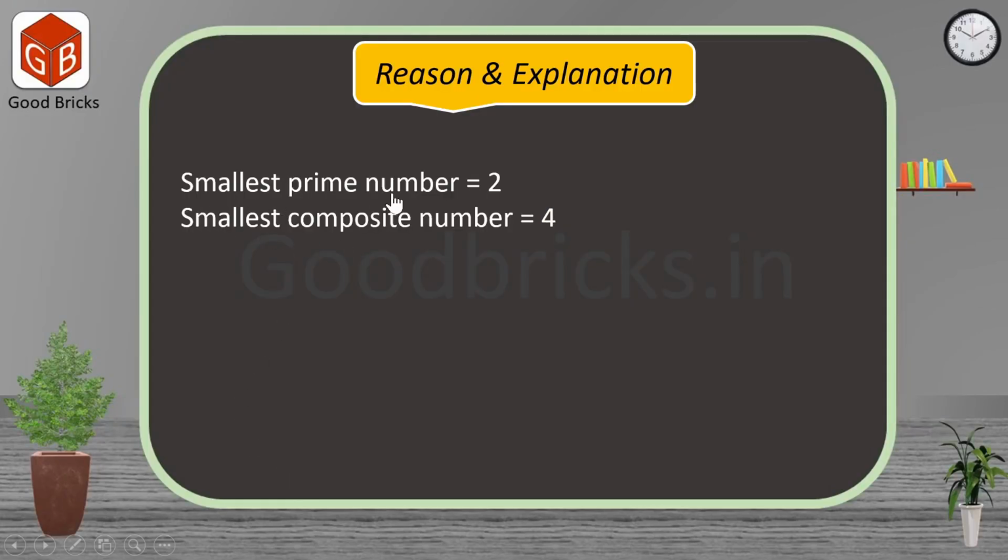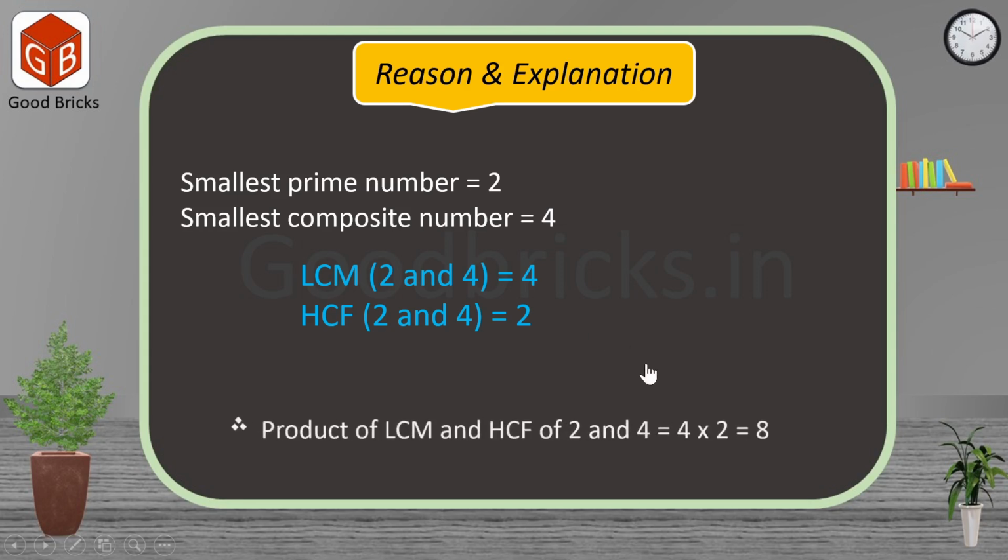See, the smallest prime number, we know that is 2, the smallest composite number is 4, and the LCM of 2 and 4 is 4, the HCF of these two numbers is 2. So when you multiply this LCM and HCF, you will get 8. So the product of LCM and HCF of these two numbers is equal to 8. So finally we have selected 8 as our answer.